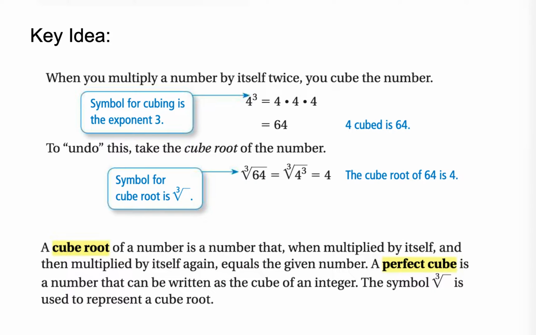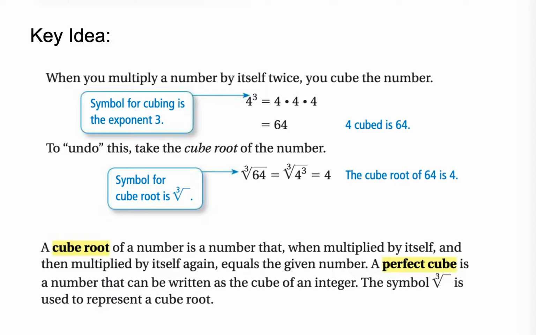Today we're doing lesson 14.2, cube roots. For our key idea, when you multiply a number by itself twice, that's called cubing the number. They give you an example there. The symbol for cubing is the exponent 3. 4 times 4 times 4 is 64. So 4 cubed is 64.